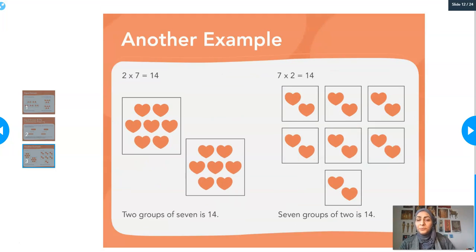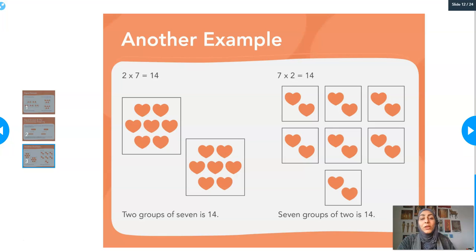Let's take another look at another example. Here I have 2 groups of 7. I have 7 hearts in the first group and 7 hearts here. Let me count: 1, 2, 3, 4, 5, 6, 7, 8, 9, 10, 11, 12, 13, 14. So I have 2 groups of 7, which equals 14.